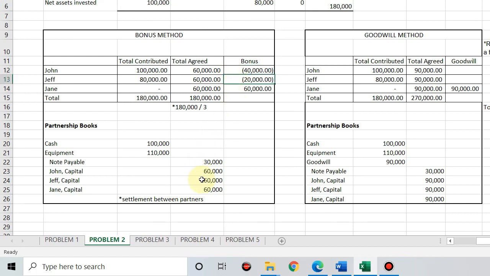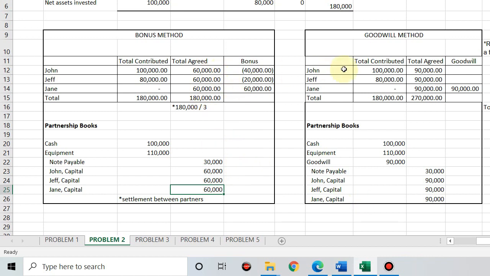Okay? So, kung mapapansin niyo dito, pinagkaiba niyo sa problem 1 is pwedeng settlement between the partners na lang. Okay, wala nang adjustment ng capital contribution. Okay, so this one is cash, debit, equipment, debit, note payable, debit, and then yung 60, 60, 60. Okay, pwede magbigayan na lang silang tatlo. Okay, so yon. That's the first requirement.